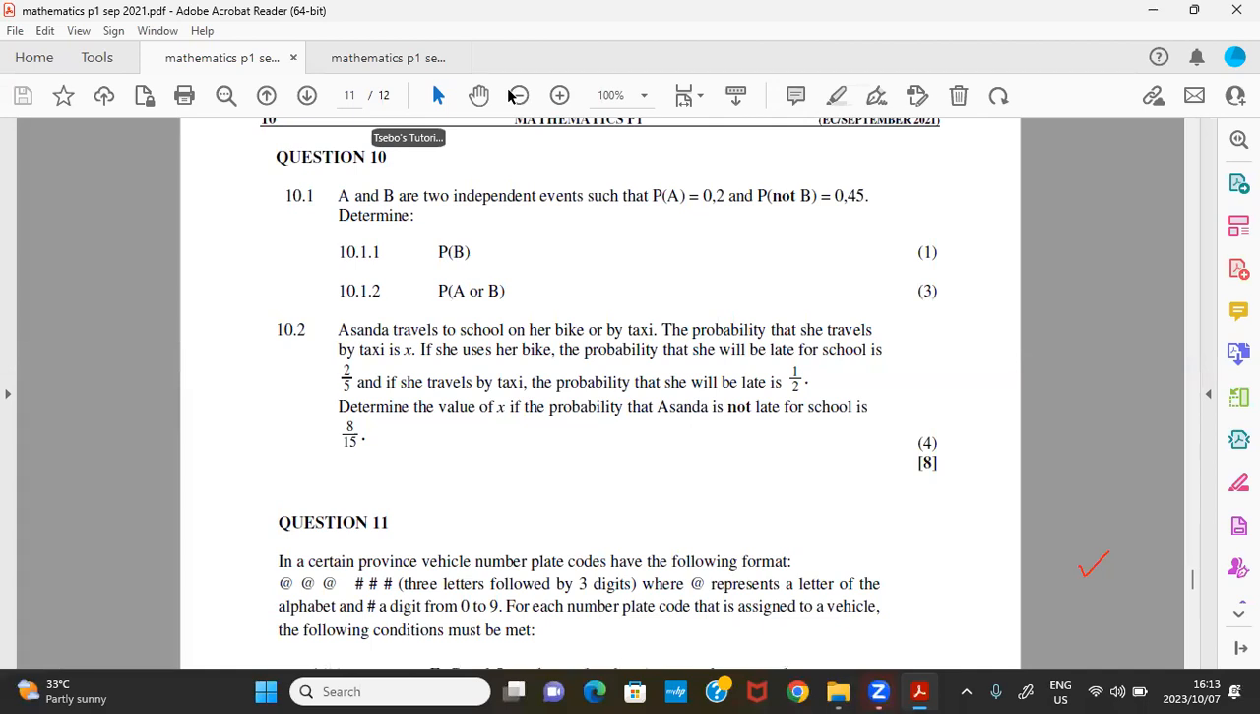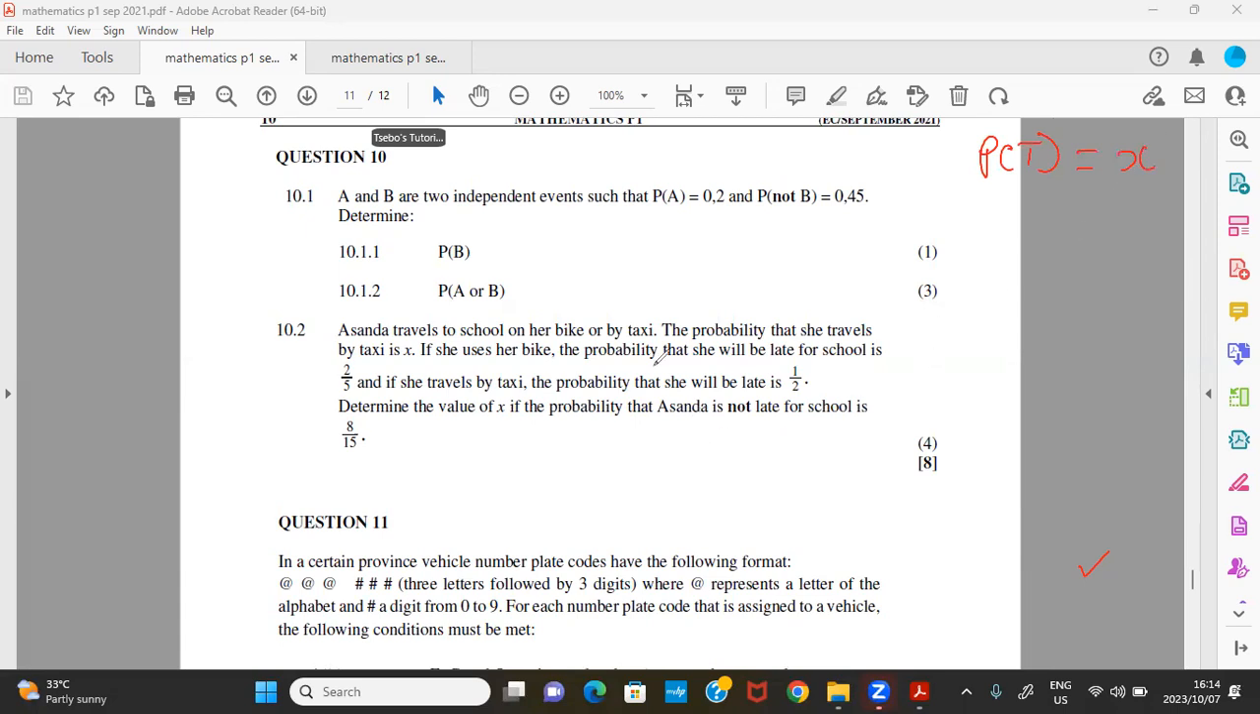Let's see. So I'm going to have now, okay, 10.2, let's just read. They say Asanda travels to school on her bike or by taxi. Okay, the probability that she travels by taxi is X, right? So maybe we can do ourselves a favor and write it down. The probability that she travels by taxi is X.